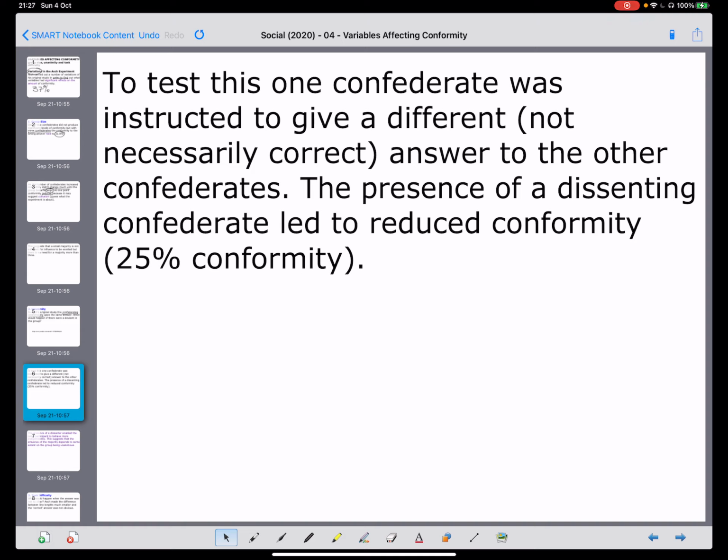Okay, so it says here that it's not necessarily the correct answer. So in a situation of 1, 2, 3, the correct answer may be 1, the group says 2, and even if the confederate says 3, it says here the presence of the dissenting confederate reduced conformity. And that's really quite important.